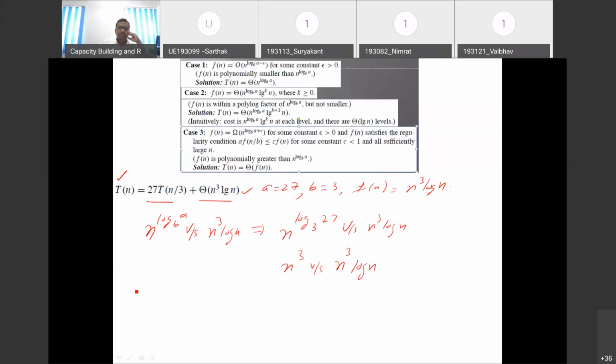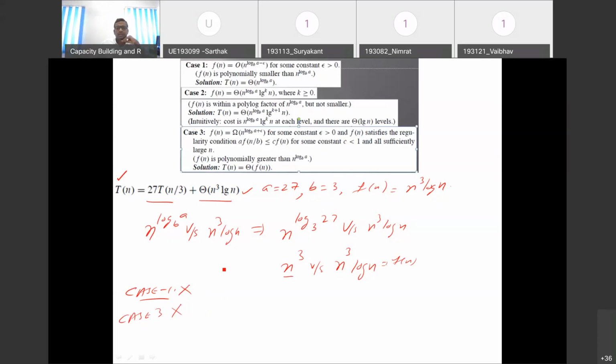Now pick up case number 1. Case number 1 says that f of n should be polynomially smaller, and it is not. So case number 1 is not applicable. Now go to case number 3. Case number 3 says that f of n should be polynomially larger. There is no polynomial relationship here, so case number 3 is also not applicable.